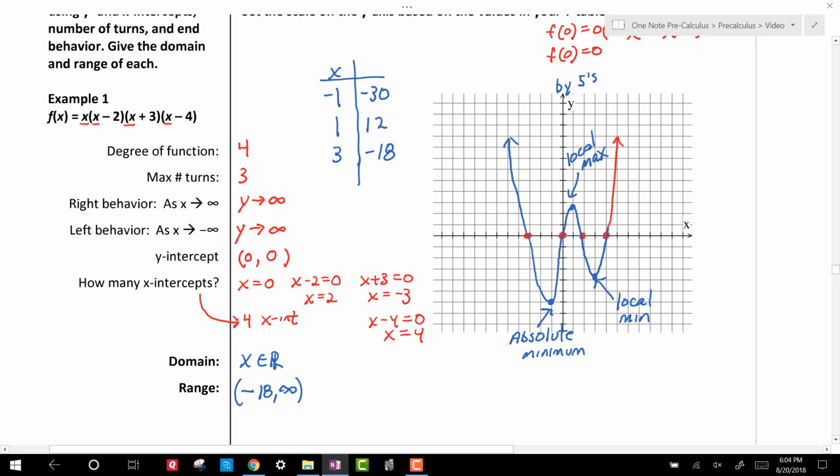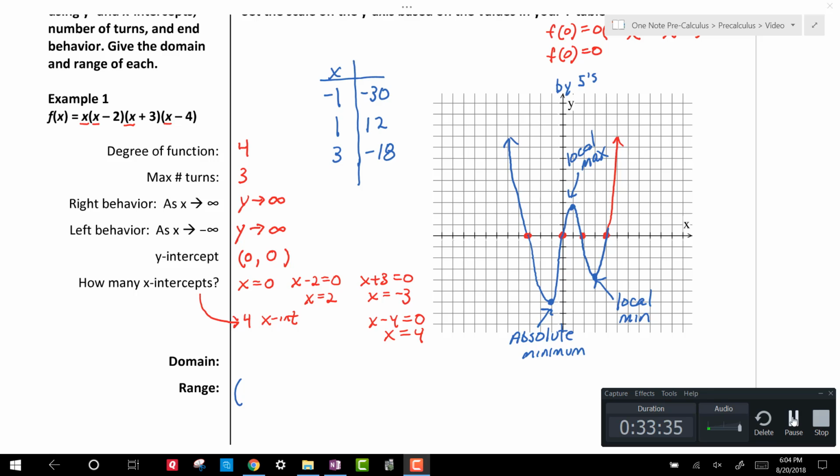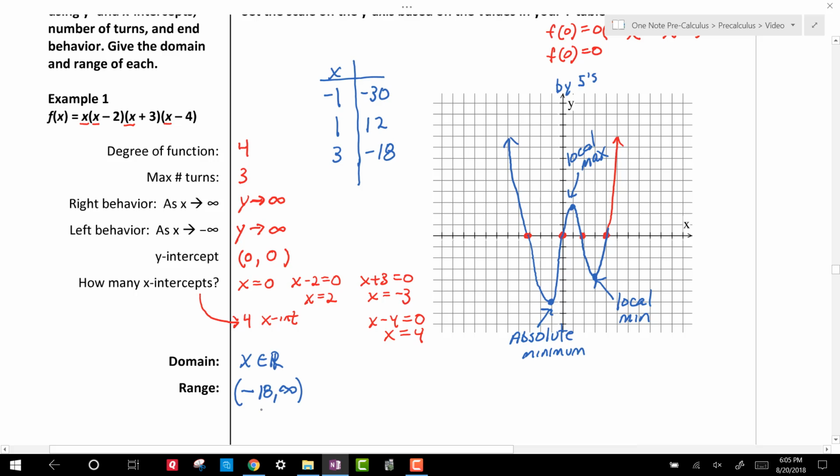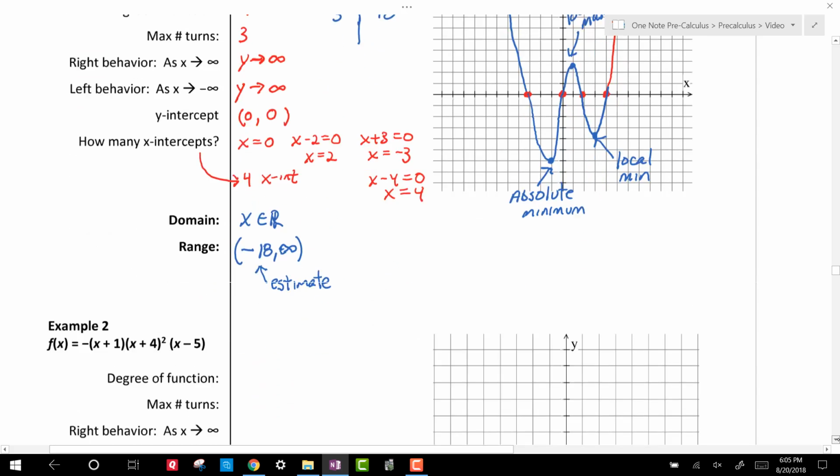Now, keep in mind, hang on, I gotta see what happened here. What you gotta keep in mind here is that this y value in this interval from -18 up to infinity is just an estimate. All right? It definitely goes to infinity at the top end, but the -18 is just an estimate based on what you see on your picture. All right? So let's take a look at the next one.